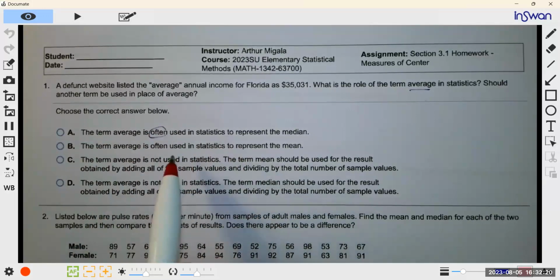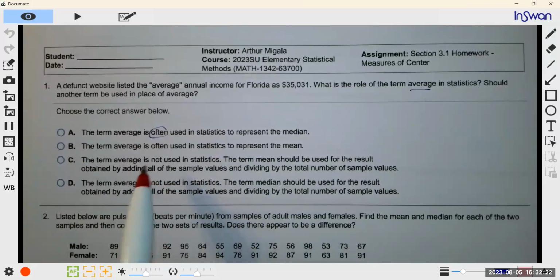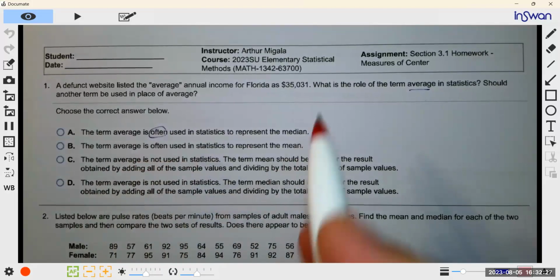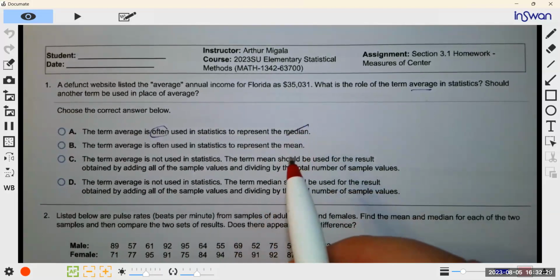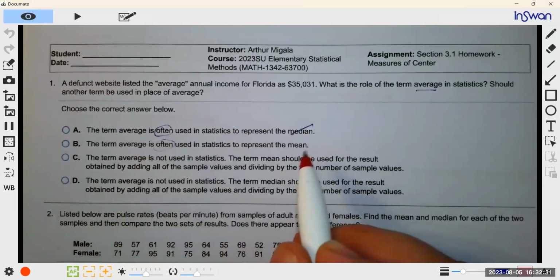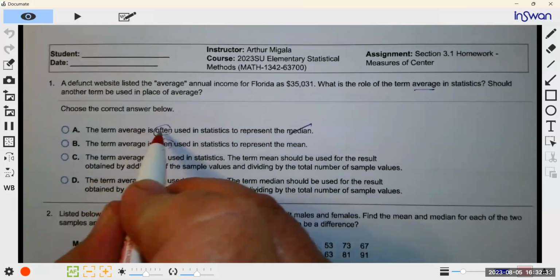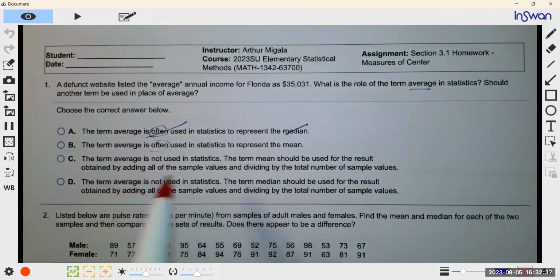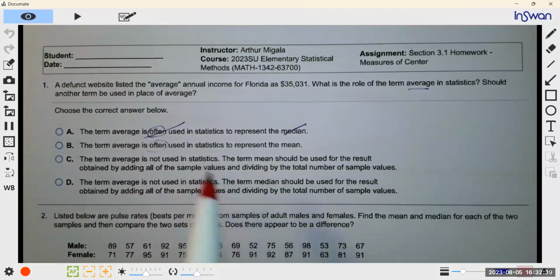There's that word. They mean the same thing, but no. The term average is often used. It's not the median, actually. It's the mean. So A is not for sure, right? The term average is not used in statistics.